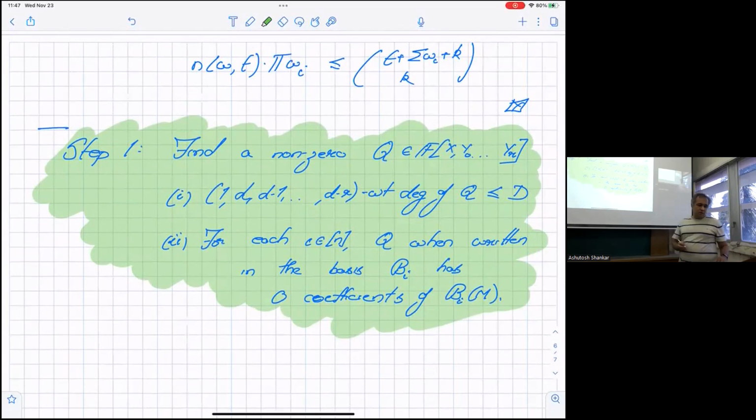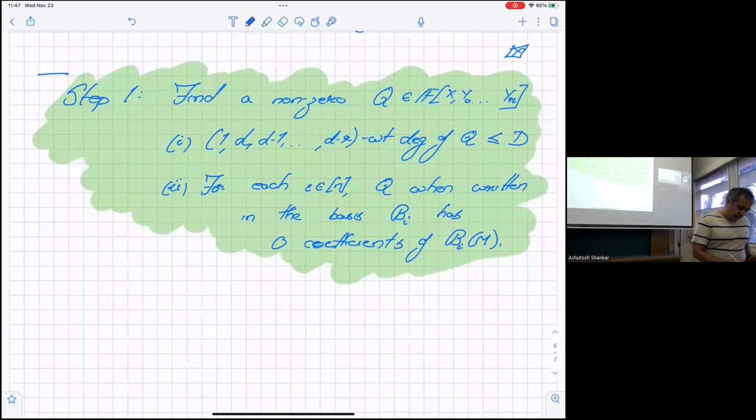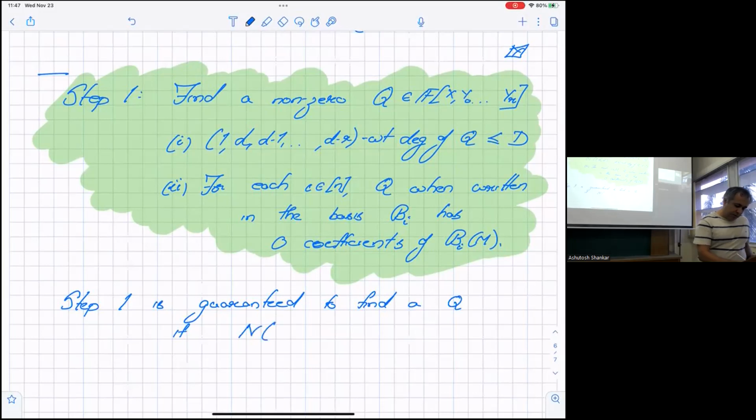Okay. And step one is guaranteed to find a cube as long as the number of constraints is less than the number of variables, and we know how to write this. We can write down the equations. That's step one taken care of.